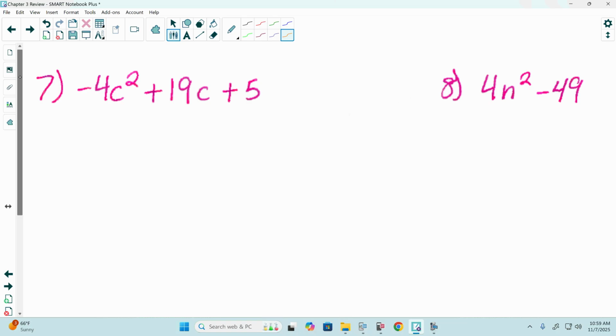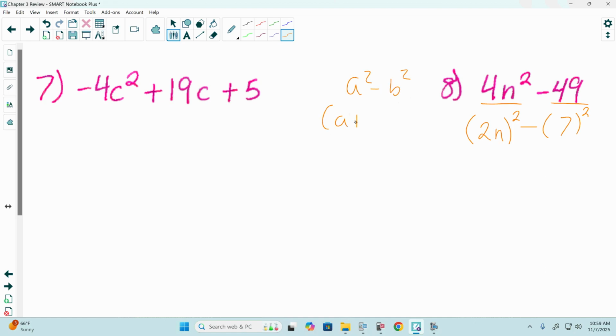We have two terms being subtracted, so there's a good chance this is going to factor as a difference of perfect squares. Now, the main way it will do that is if 4n squared and 49 are perfect squares, we can write them as something times itself. Now, 49 would be what? 7. 7 times 7 is 49. We can take the square root of 49. It tells us it's 7. Now, we need to see what times itself is 4n squared. 2n.